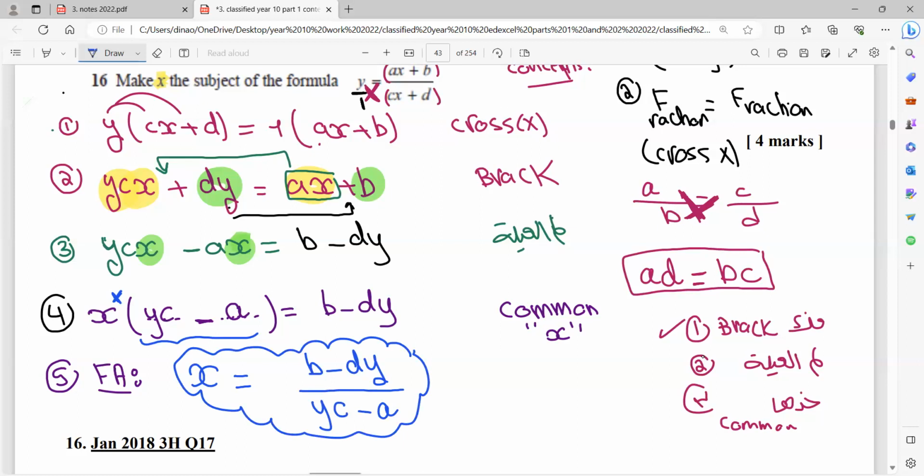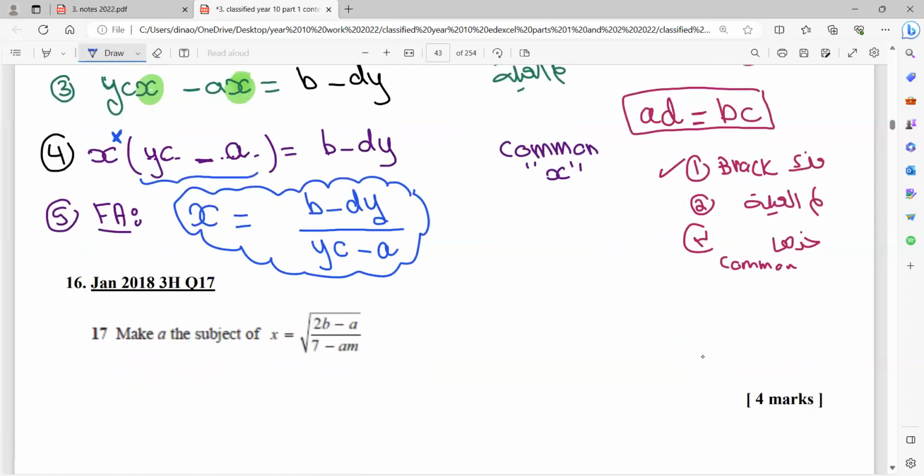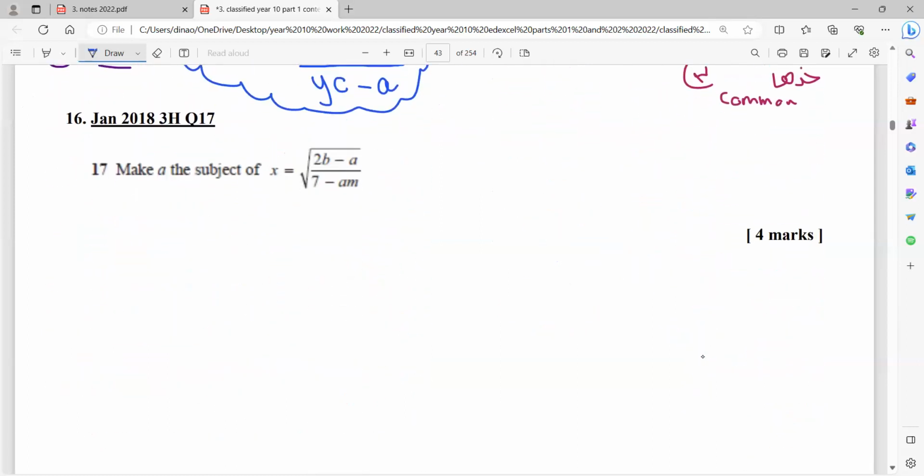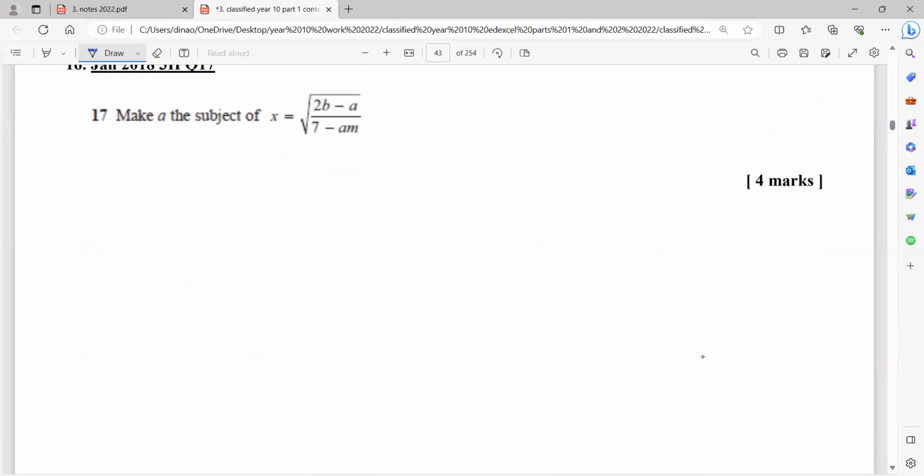Okay. Now, sometimes the questions contain operations, like this example over here. Now, as you can see, what is extra in this question? The extra thing is the power 2, the square root, I'm sorry.